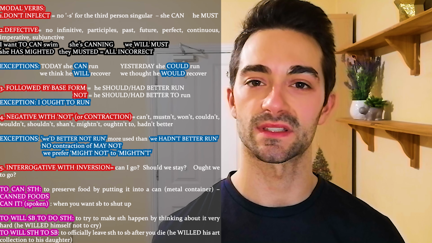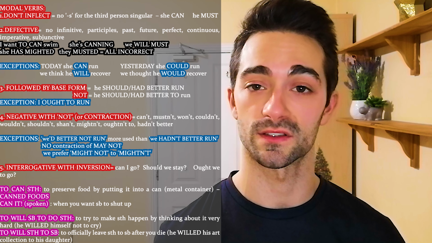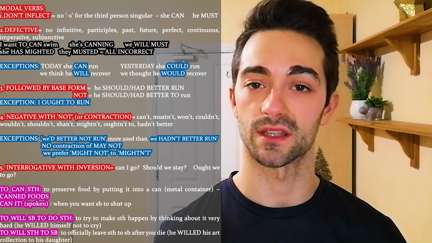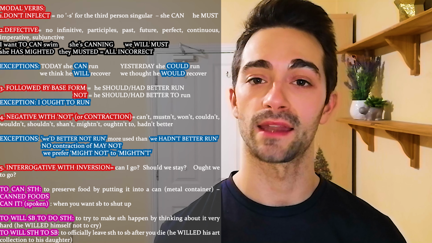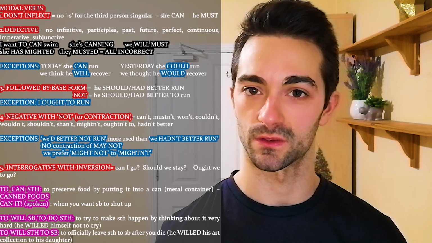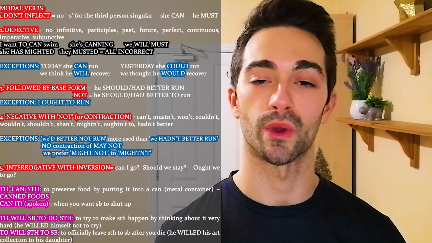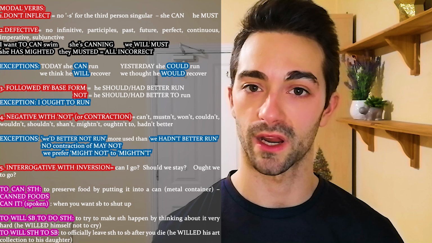Can and could can be seen as an exception because could can be used as an irregular past of can. So I can say today she can run and yesterday she could run. Could is also used for conditionals. The same principle applies to will and would, because would can be used as the past form of will. So if I say we think he will recover, we can also say yesterday we thought he would recover.